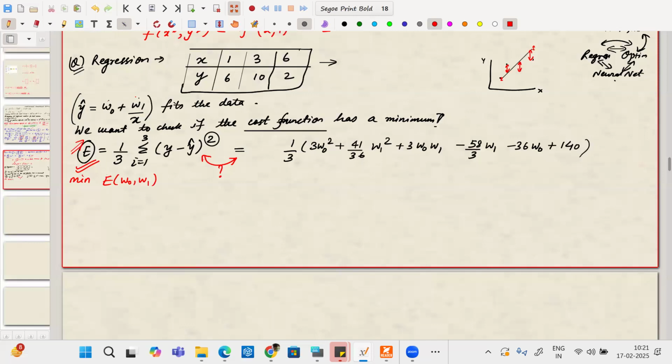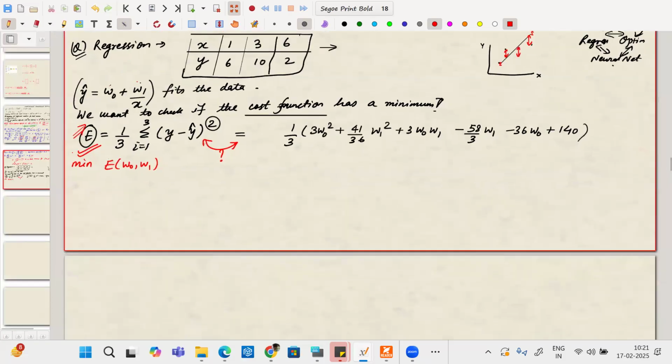Can you use the Sylvester criterion? Yes or no? Why? Yes, it's two dimensions, so you can use the Sylvester criterion. So use it. What you have to do: first compute grad E, then set grad E to be 0. Then you will get some points W0 and W1.